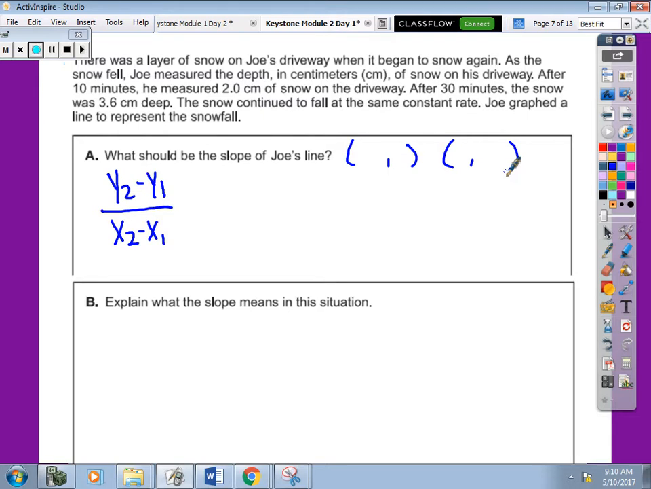Okay, the amount of snow that's on the driveway will depend on how long the snow was falling. So time will be our X. So that's going to be 10, 2 and 30, 3.6. We plug into our equation, we simplify. Now, just a little comment.